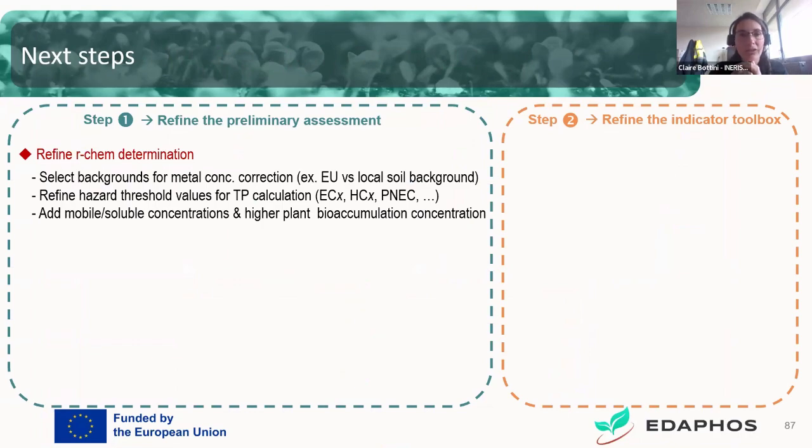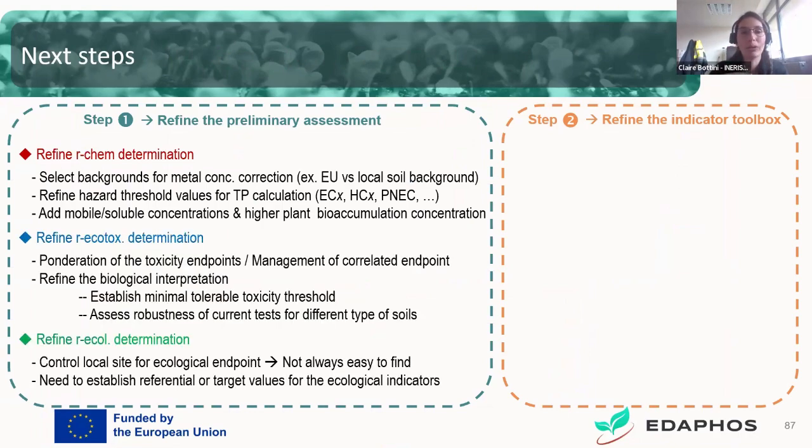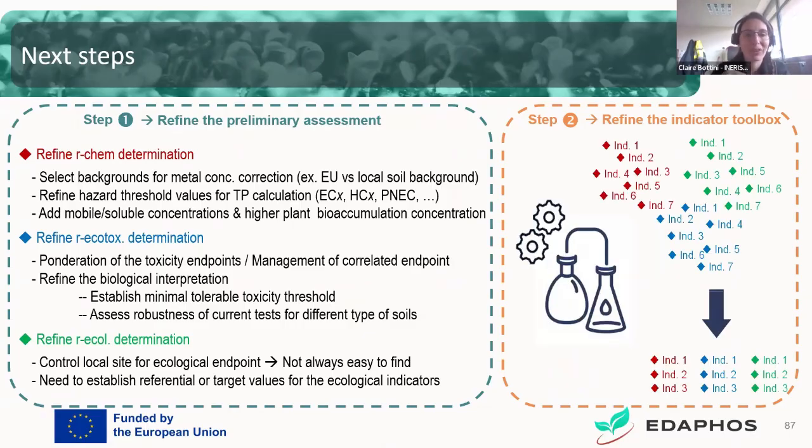And so this is still a work in progress, of course. We still have to learn, develop and refine those multiple assessments. I will go very quickly on this slide because I'm running out of time. But these are different propositions of things we can improve on, on each line of evidence, but also in refining the tools that we put within those lines of evidence.